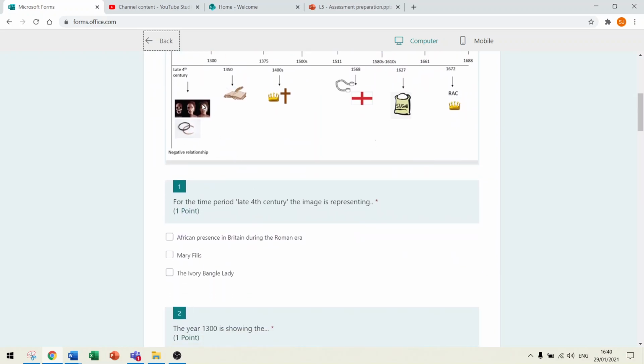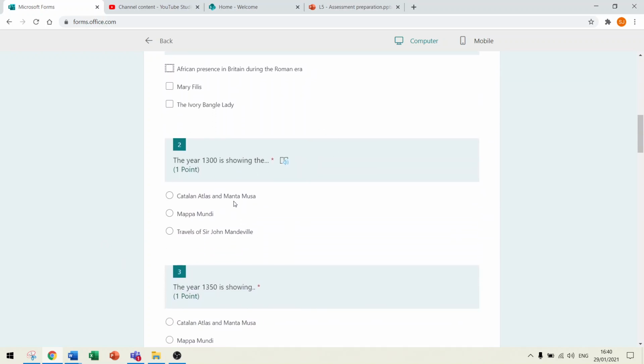So for this, for example, is it the African presence in Britain during the Roman era? Is it showing Mary Phyllis, or is it showing the Ivory Bangle Lady? It is the Ivory Bangle Lady, so that actually would be a correct answer. However, you'd probably argue that as a representation, it best shows that there was an African presence in Britain during the Roman era, because you might remember there was the Beachy Head woman as well. So I would probably go for that one, although the Ivory Bangle Lady would be correct. It's not as accurate as this one here. Okay, so that's what you need to do as you go through the other questions as well.